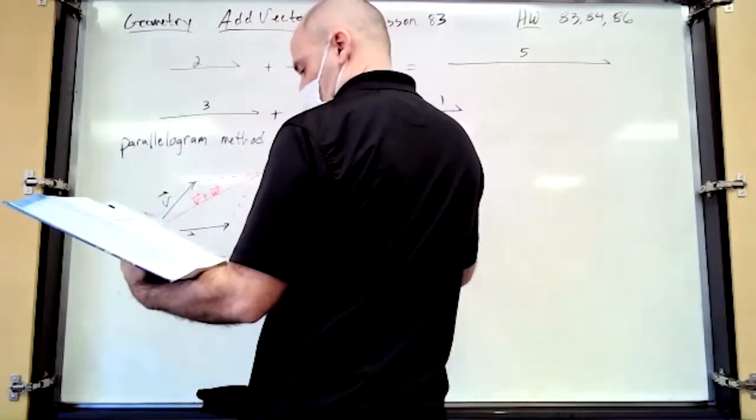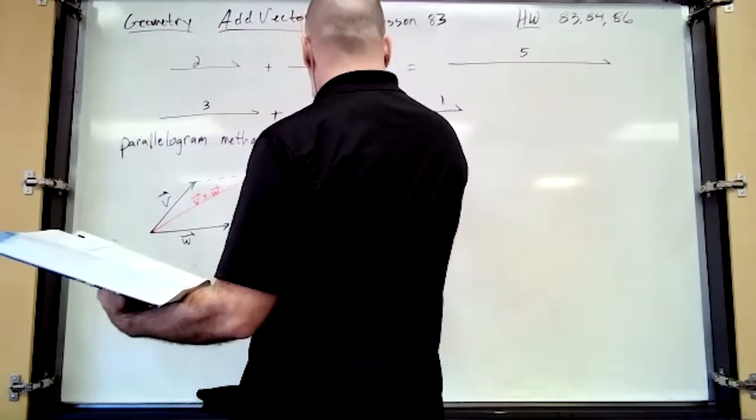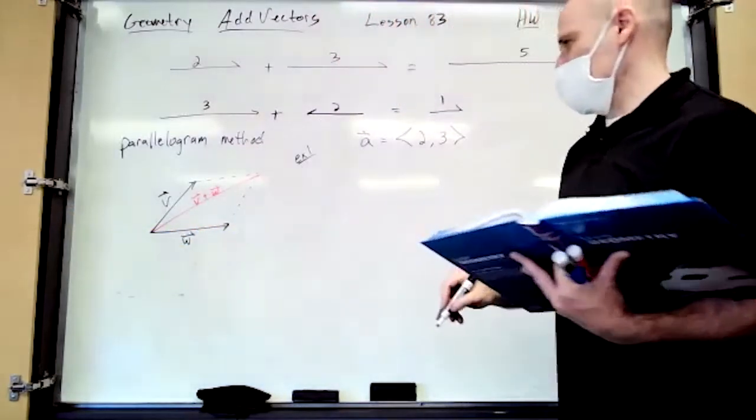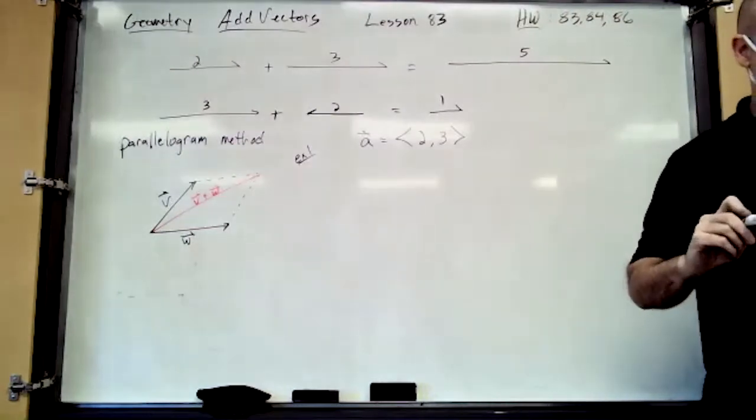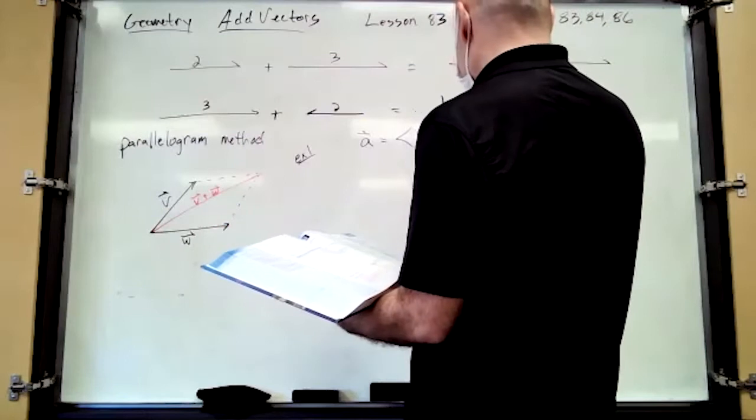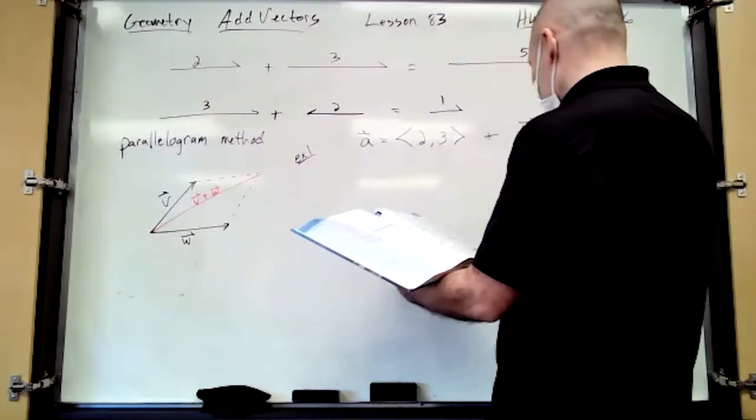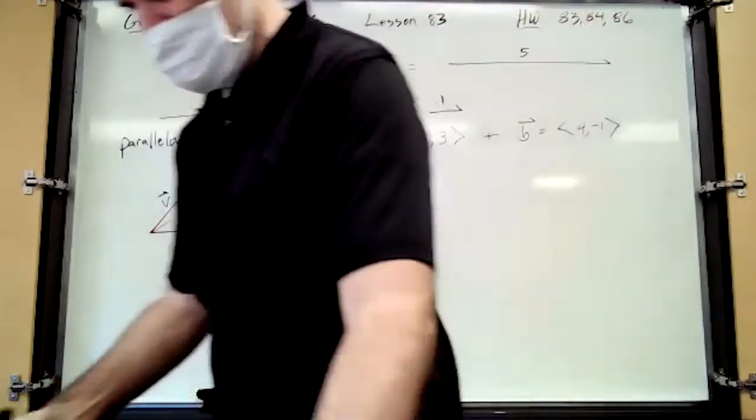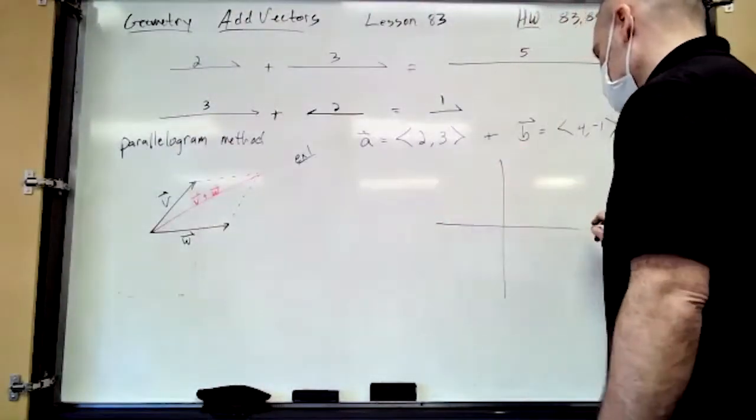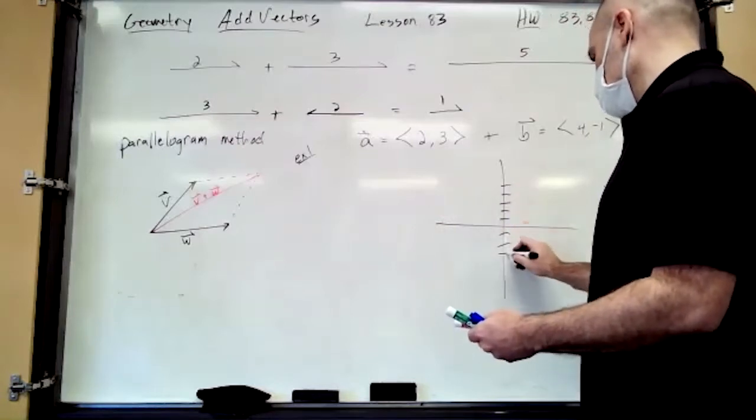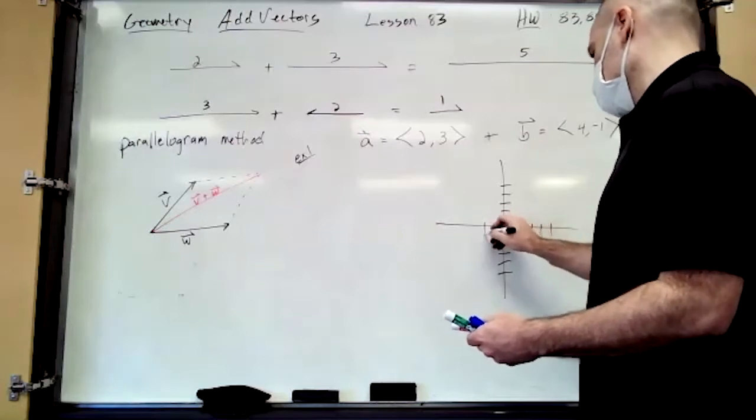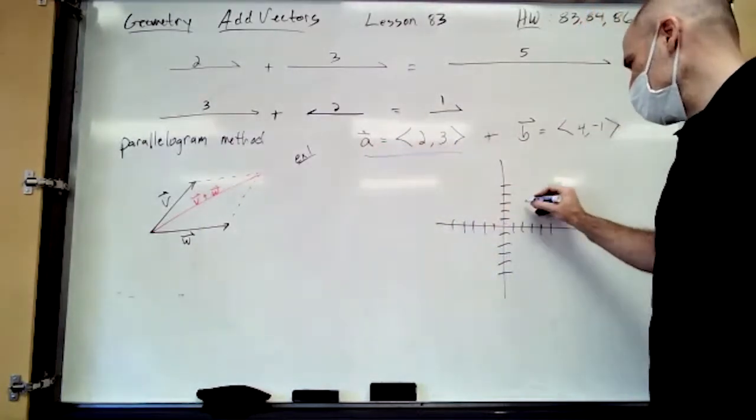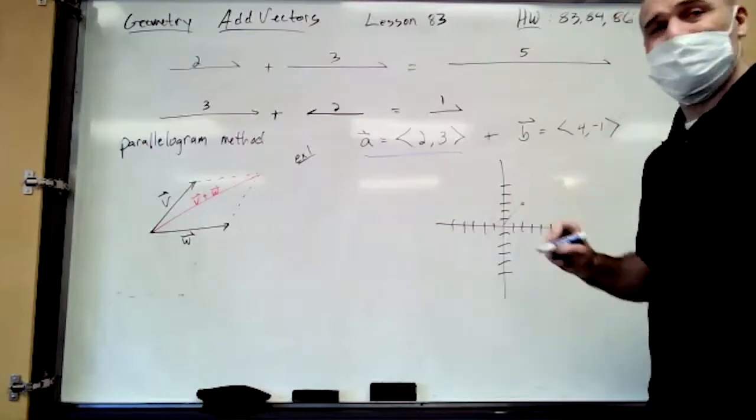Use the parallelogram method to add these component vectors. The vector A is in component form, so that means you would draw a line from the origin to that point. I'm going to add A, plus B, which is 4, -1. Okay, so we're going to use the parallelogram method. The first one, A, is 2, 3, so it goes right there. Everybody okay with that so far? That's where A is.